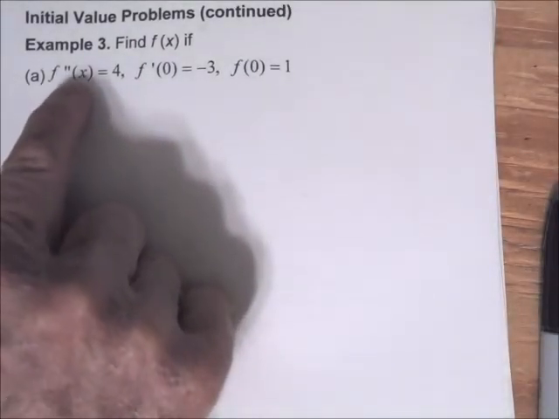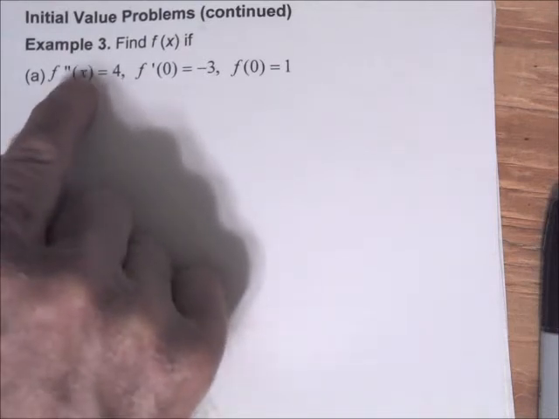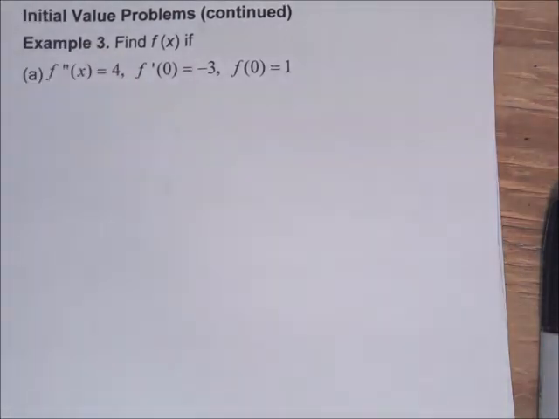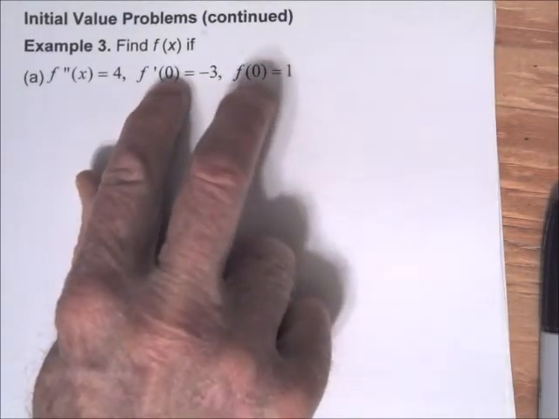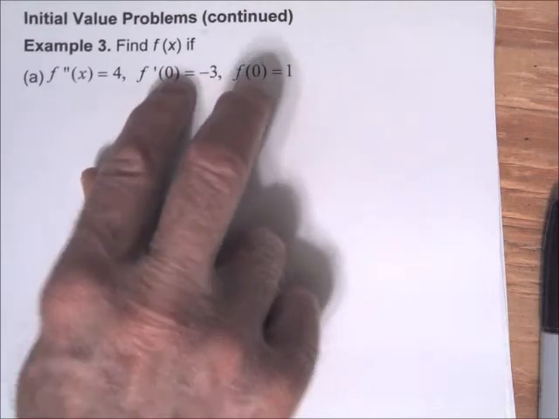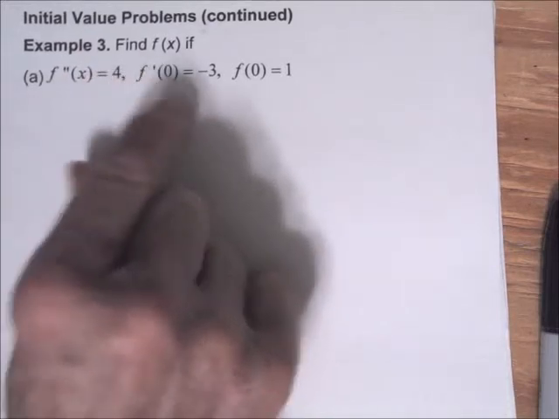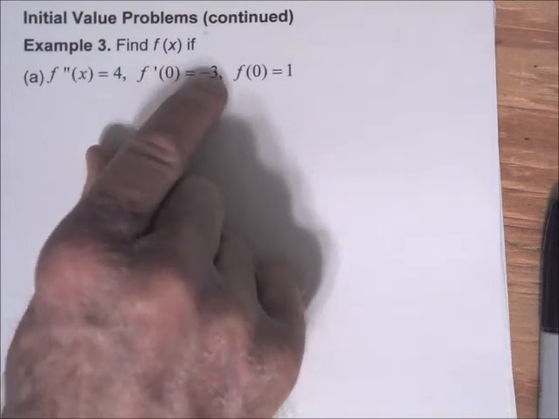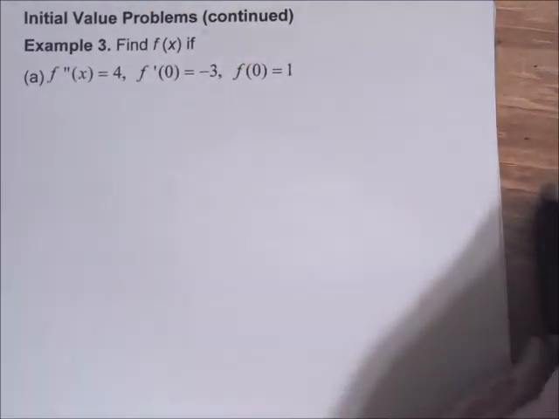We're given a second derivative here. In the examples that I just went over, we were given acceleration and two initial conditions: velocity at time 0 and the height at time 0. But this is the same principle here. We're given the second derivative is equal to 4, the first derivative when x is 0 is negative 3, and the original function when x is 0 is equal to 1.